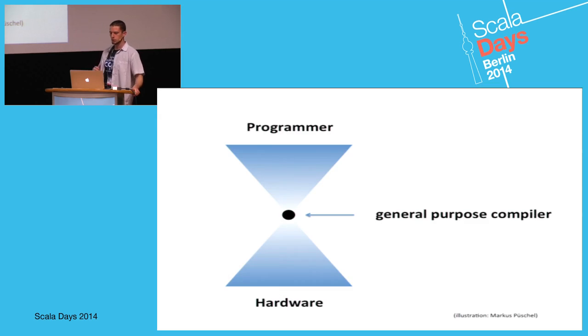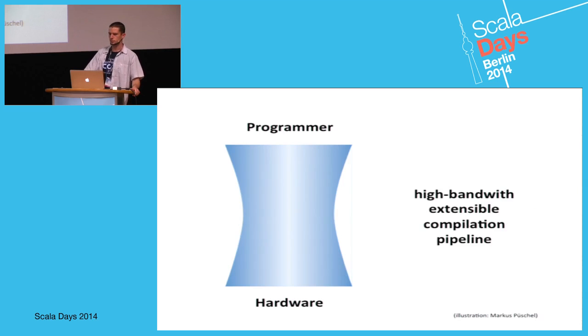So if we look at how general purpose compilers normally work, then it's really this kind of bottleneck here, right? There's a large design space in things that the programmer wants to express, and there is quite a bit of variety in terms of hardware. But going through this general purpose language, it really means that we're losing information, right? So what we want instead is something more like this. We want something like a high bandwidth compilation pipeline where we can do optimizations on different abstraction levels and also extend the system in many different ways.